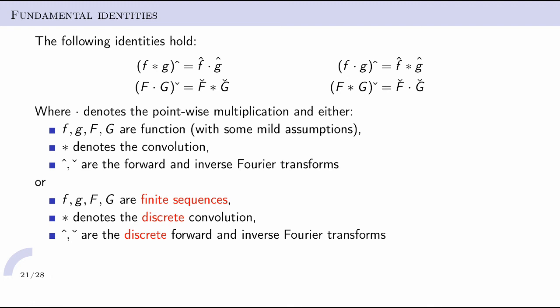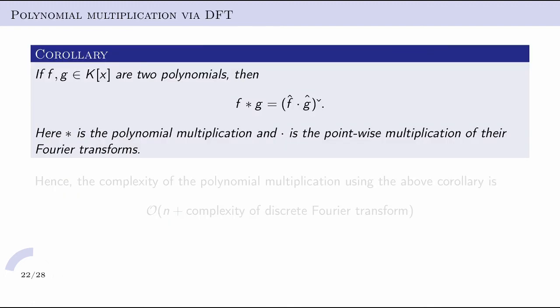And an immediate consequence of these fundamental identities is the following corollary. If we want to compute a product of two polynomials, here the asterisk, the star, denotes the polynomial multiplication and the dot denotes the pointwise multiplication, so multiplication of the corresponding coefficients.